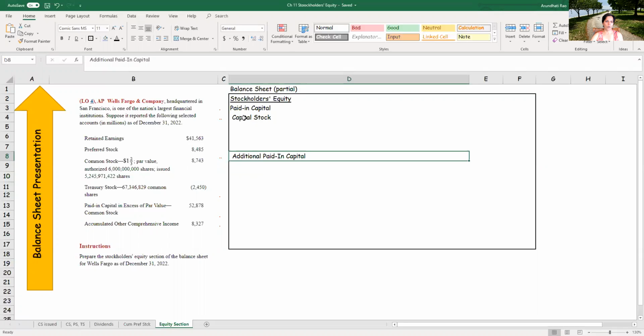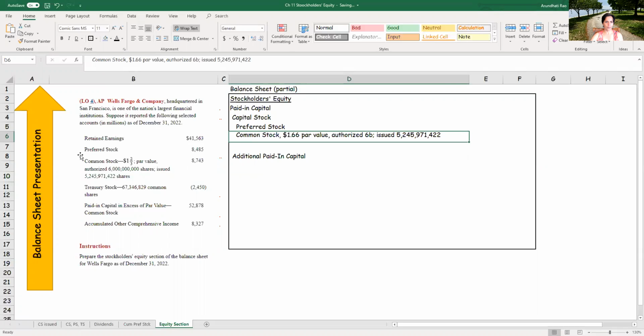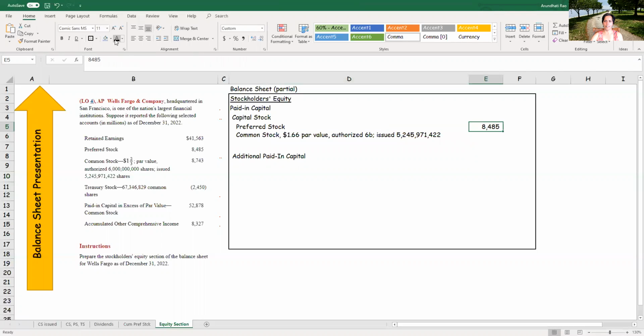So let's first start out with capital stock. In capital stock, you will list your preferred stock first, and then you list your common shares. So I have the preferred stock. They've not given me any detail other than saying it's 8485, and this is in millions of dollars. And I put that number in the inside column, the 8485. For the common shares, I have 6 billion shares authorized, of which 5.2 billion have been issued. And I put that number over here. I'm concerned with the 8743.